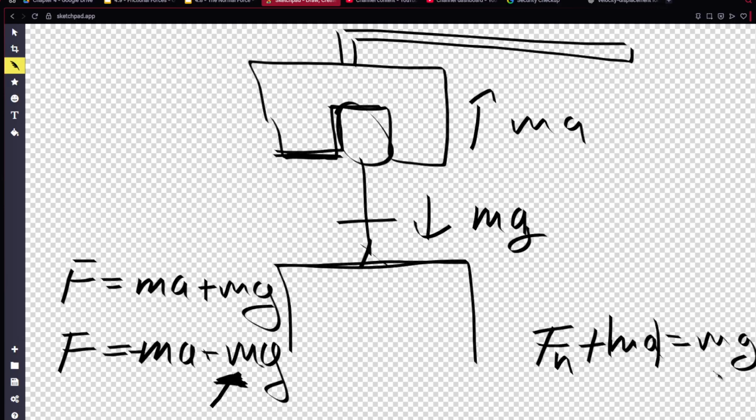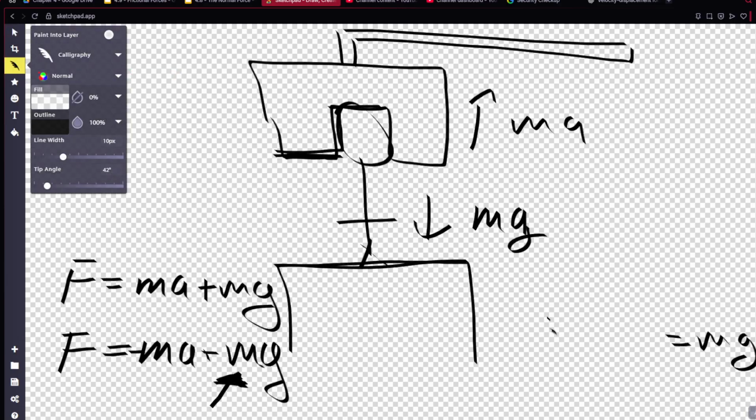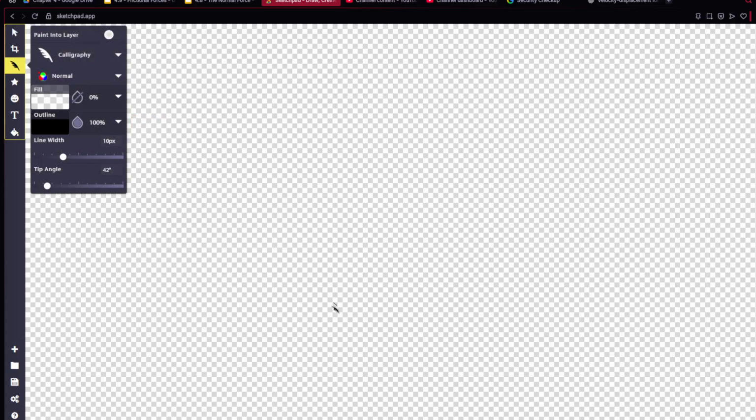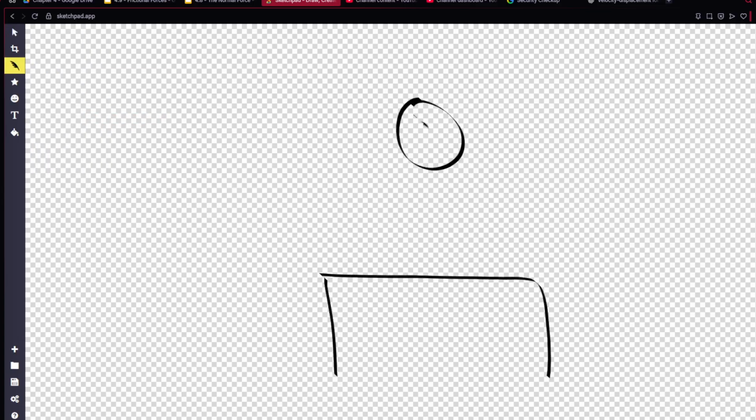Wait, should we absolute value? No, it would be Fn minus ma, I guess. Wait, no, it's kind of hard to say because mass times acceleration here would be negative. So let me explain this again. So let's say here, and let's say we're coming down here with a force of ma. So that means right now the force net is ma.